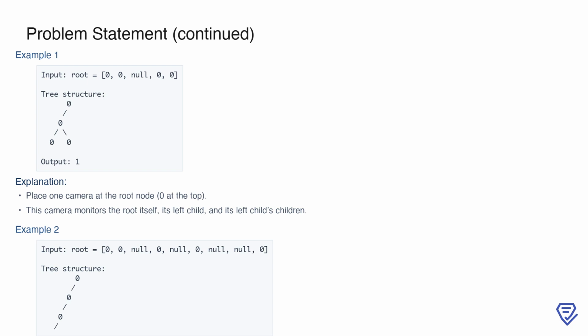Here, the input tree is represented as 0, 0, null, 0, 0, and the structure of the tree is shown visually. We have a root node at the top, which has a left child, and that left child has two children of its own. To minimize the number of cameras needed, we can place one camera at the root node. This single camera will monitor the root itself, its left child, and both of its left child's children. Since all nodes are monitored with just one camera, the output for this example is 1.